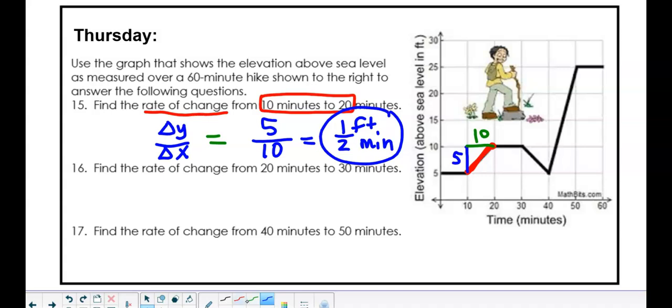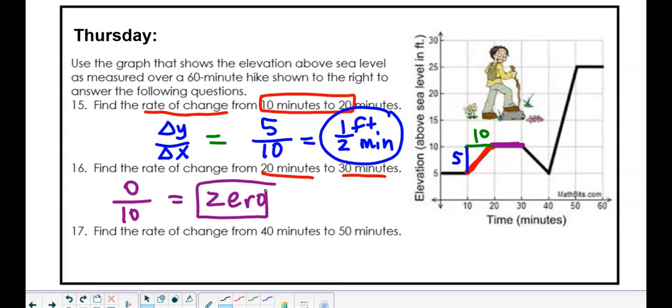Now we're going to go on to question number 2. Find the rate of change from 20 minutes to 30 minutes. So 20 minutes to 30 minutes is this flat line here. Anytime you have a horizontal distance, there's no change in the rise. Even if there is a change in the run, you have a rate of change of 0. The elevation made no changes from 20 to 30 minutes.